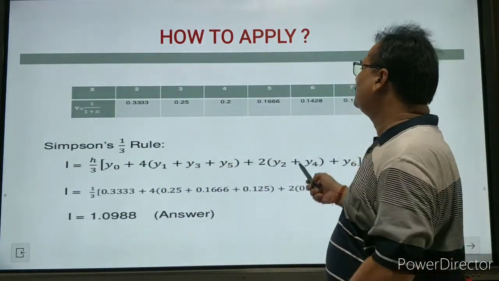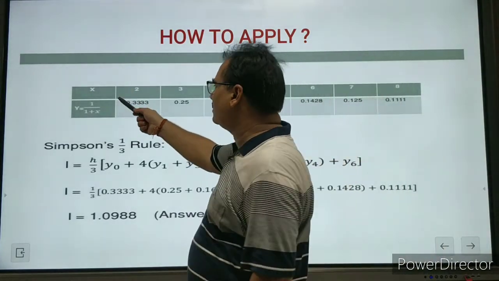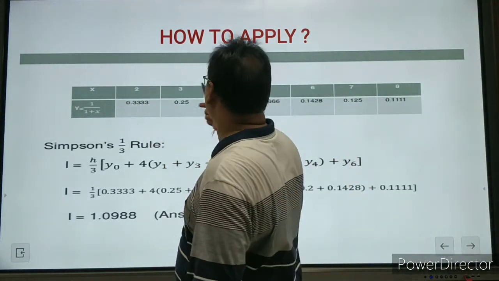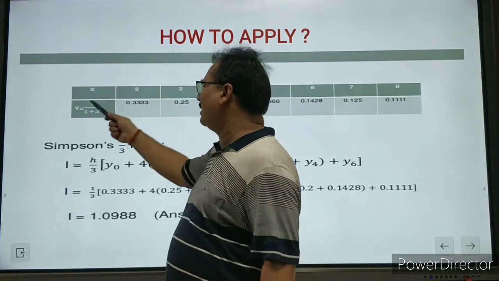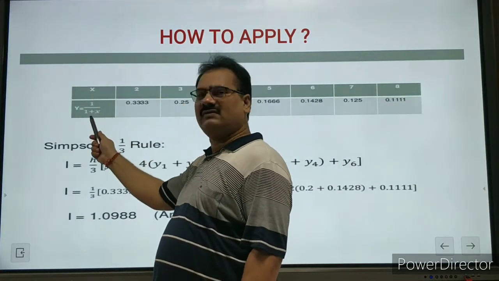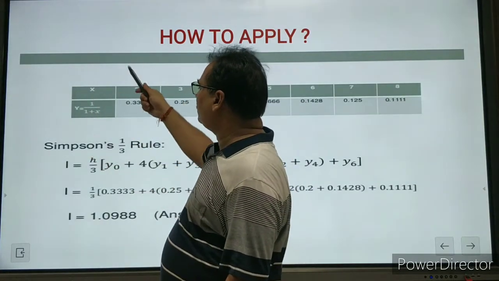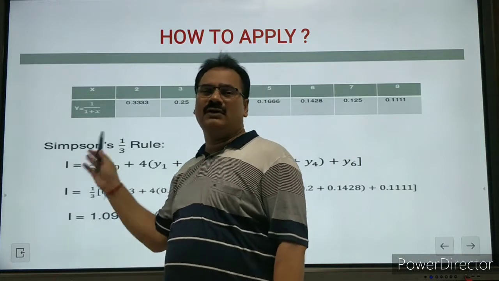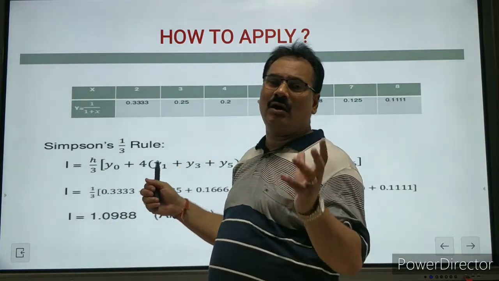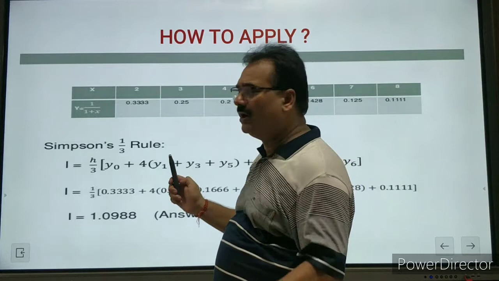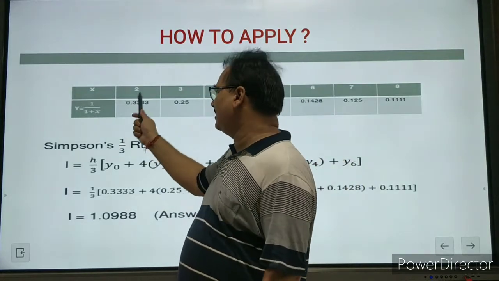Let us suppose it is given that x is equal to different values 2, 3, 4, 5, 6, 7, 8 and y is a function, that is 1 by 1 plus x. If the different values of x are not given, then you can find out the value with the help of your scientific calculator. And if it is given, then it's okay.